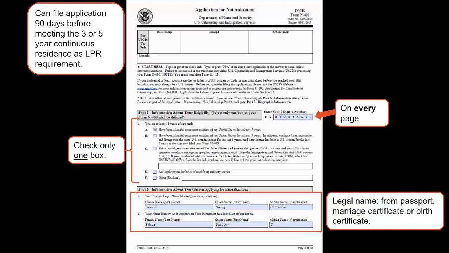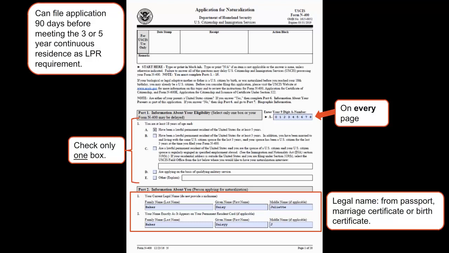You may also come across an applicant who may have not hit their 3 or 5-year anniversary date that they received their green card. Be mindful that there is an early filing provision in which applicants can technically file their applications 90 days before meeting the 3 or 5-year lawful permanent residency requirement.